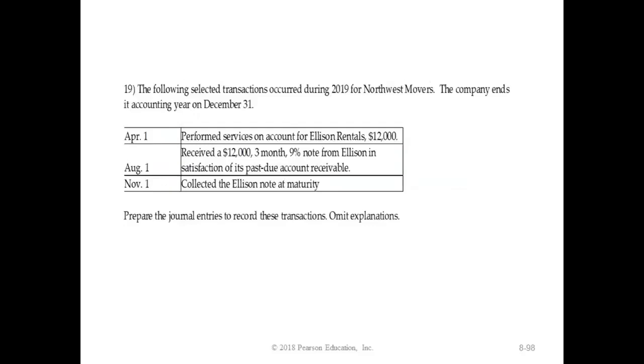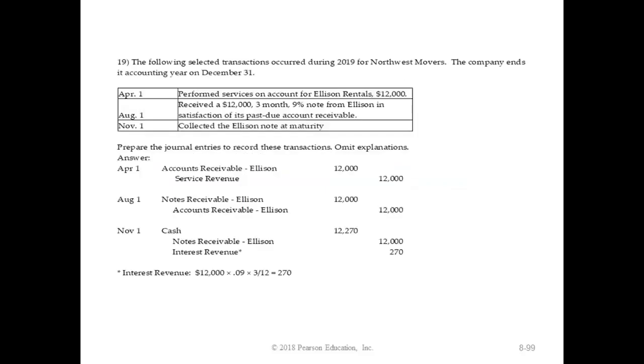Lastly, number 19. The following select transactions occurred during 2019 for Northwest Movers. The company ended its accounting year on December 31st. Okay. Let's take a look. I've got to prepare journal entries to record these transactions. Now, the first transaction on April 1st, you performed services on account for Ellis Reynolds. This is an accounts receivable. So I'm going to register a debit to accounts receivable and credit sales revenue for $12,000.